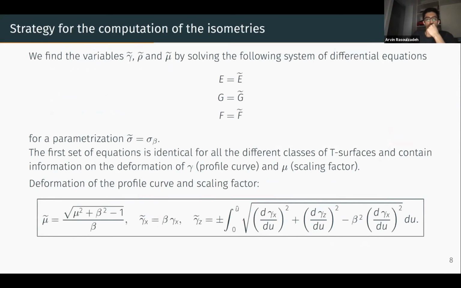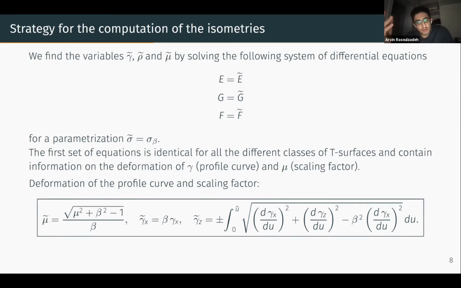So what we want to do in order to find the isometries is that we must find parametrizations of our surface that are time dependent. By time, I mean dependent on beta. We know that it should preserve the first fundamental form. So this would be equal to solving a system of differential equations, where I would like to write them like this, with E equal to E tilde, G equal to G tilde, and F equal to F tilde, where the tilde versions of everything that you see here mean their time dependency.